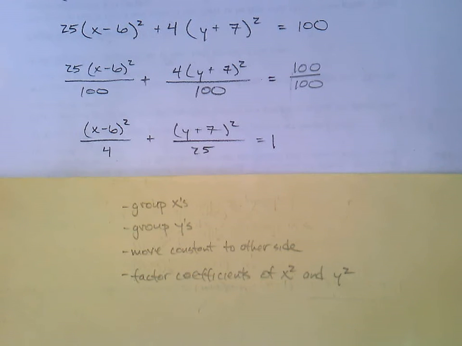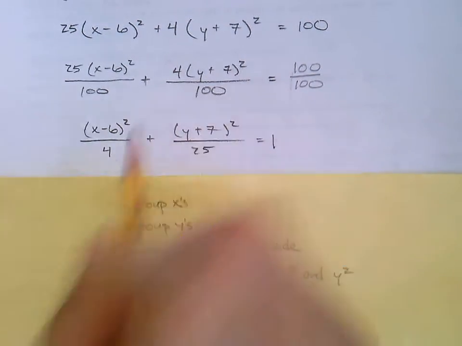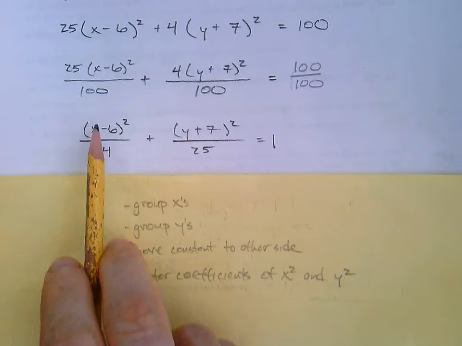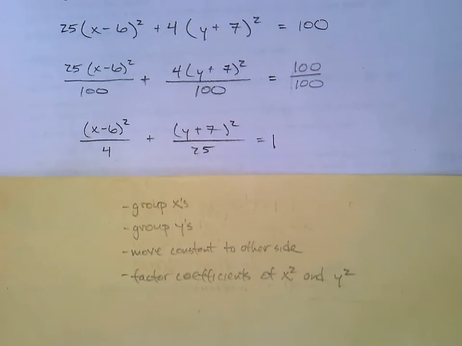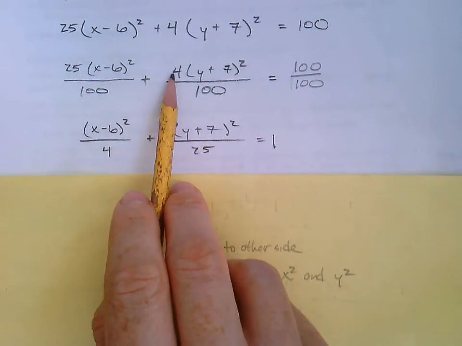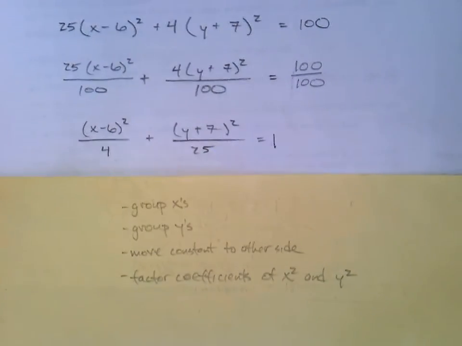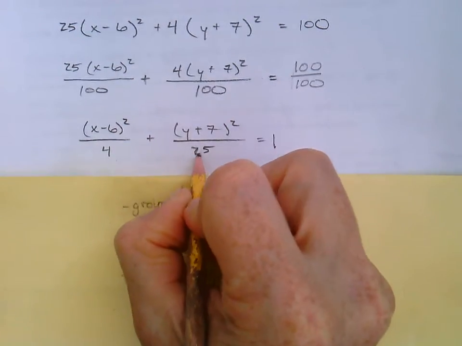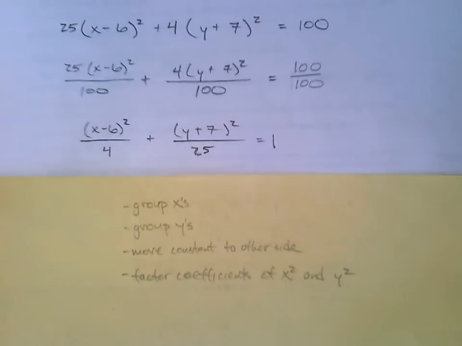(x minus 6) squared over 4 plus (y plus 7) squared over 25 equals 1. And again, you see that theme of the 25 jumping over here and the 4 jumping over there. Very, very common to see that sort of thing. You might even realize, oh, well, because 25 times 4 is 100. And so, okay, anyway, I'm probably going too deep into that. We got our standard form.